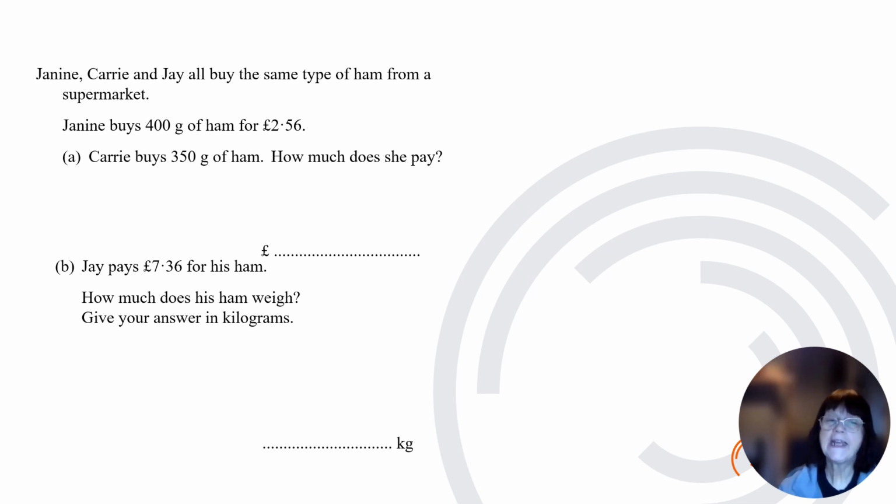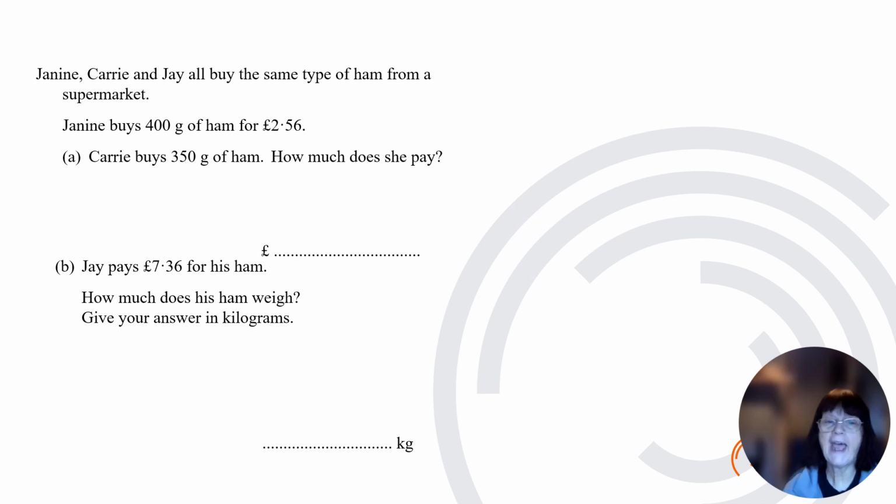So we've got an A and a B here. Janine, Carrie and Jay all buy the same type of ham from a supermarket. Janine buys 400 grams of ham for £2.56. So we know the weight and the cost. Carrie buys 350 grams of ham. How much does she pay?